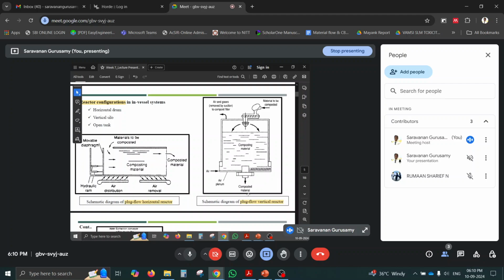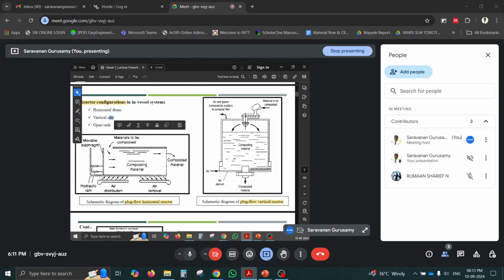In vertical type, that is plug flow vertical reactor or vertical silos we will call. Silo, the word we will use for cement storage tanks also. In cement manufacture, if you are a civil engineer, you know, after the manufactured cement will be stored in a big drum structure that is called silos. So the same terminology we are using here, that is a vertical silo. In this, the organic feed will be poured from the top of the silos, and the matured compost will be extracted from the bottom of the tank.